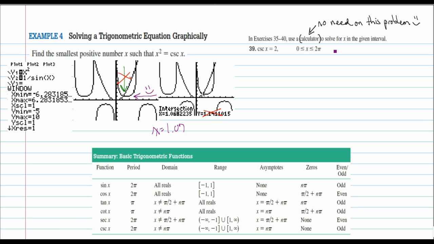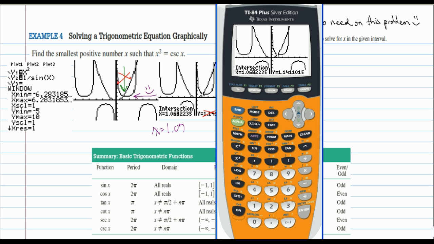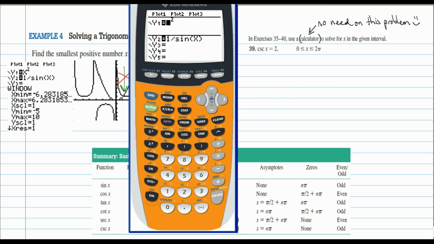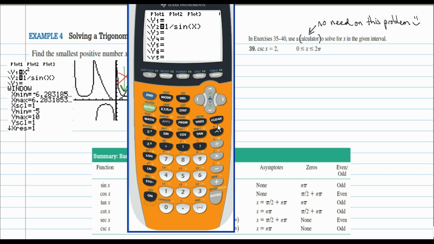Alright, then now try problem number 39. It says use a calculator to solve for x in the given interval. The cosecant of x equals 2. Now, you actually don't need a calculator to solve this problem because you already know the cosecant of what is 2? We'll see if you're right in a second. But we are going to use the calculator just to give it a shot. You should know what your answer is supposed to be, which will help you get the right one.